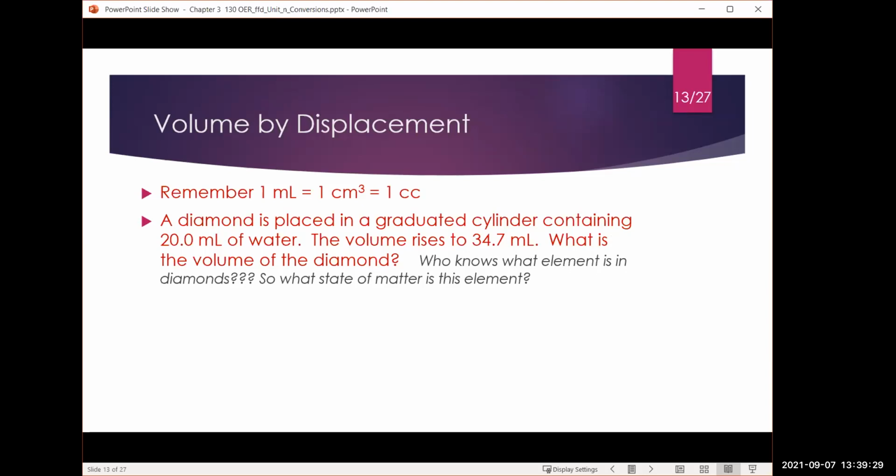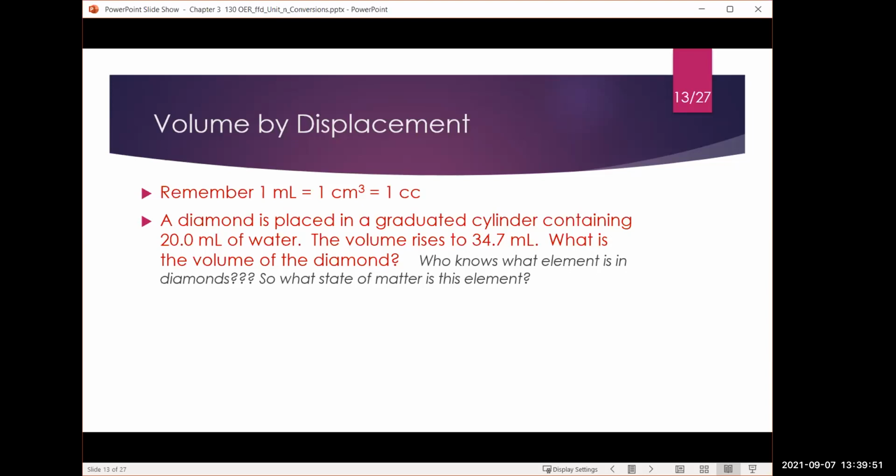We take a diamond, we put it in a graduated cylinder. It's one of the tools we use to measure volume, okay? And it has, to begin with, 20 milliliters of water. And we put the diamond in there, and guess what? The volume increased. Makes sense, right? But the volume now increased to 34.7 milliliters.